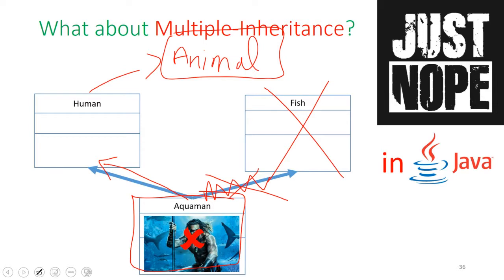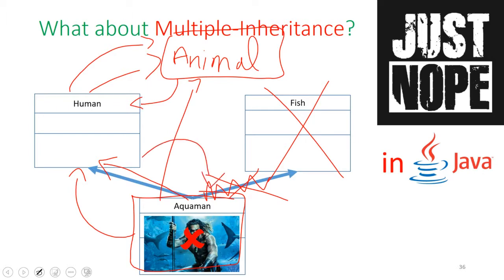A set of relations where every class has only one superclass, but as we did in the diagram before, I can say that Aquaman is a subclass of human. Human is a subclass of animal. Indirectly, Aquaman is a subclass of animal. And then I can read the relations the other way around. Animal is a superclass of human. Human is a superclass of Aquaman. Indirectly, animal is a superclass of Aquaman.